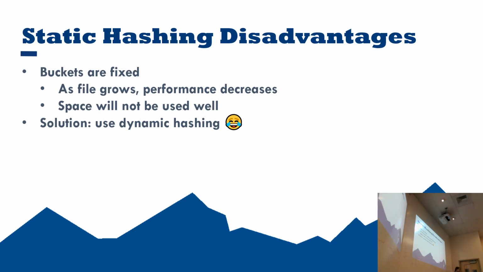2 types. You have static and dynamic. So static hashing, you're going to have a fixed number of buckets and also a fixed size of buckets. So as your file grows, you're going to have a smaller and smaller percentage of stuff included inside the bucket, which is going to make your performance slow down.